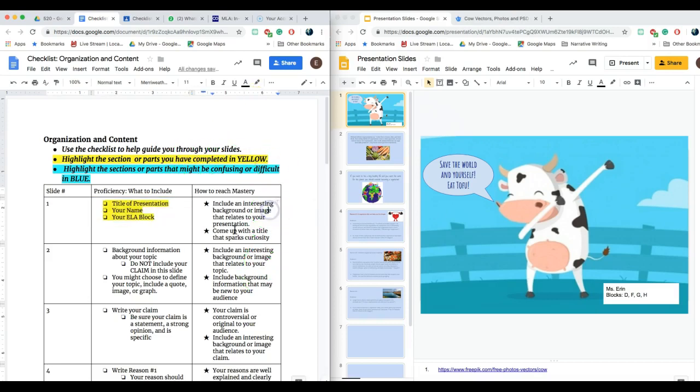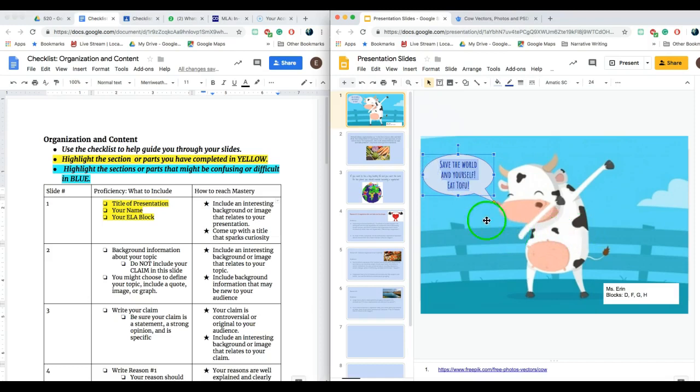In order to reach mastery in this slide number 1, I need to create an interesting background or image and come up with a title that sparks curiosity. My topic is about vegetarianism, and I didn't really want my title to be "You should be a vegetarian." So I came up with this title instead: "Save the world and yourself, eat tofu." And then I have a picture of a cow that's very happy if you become a vegetarian.